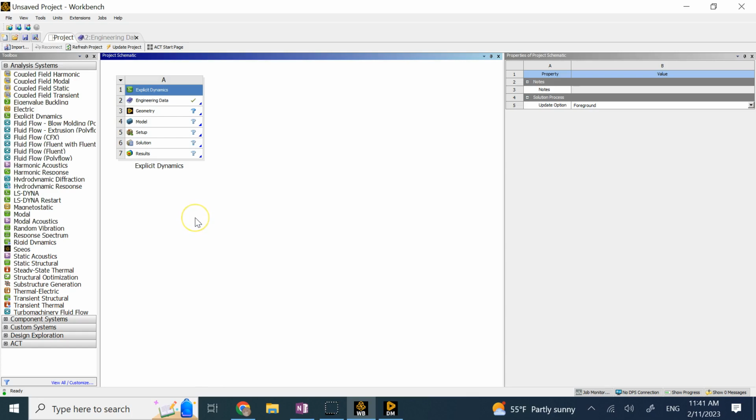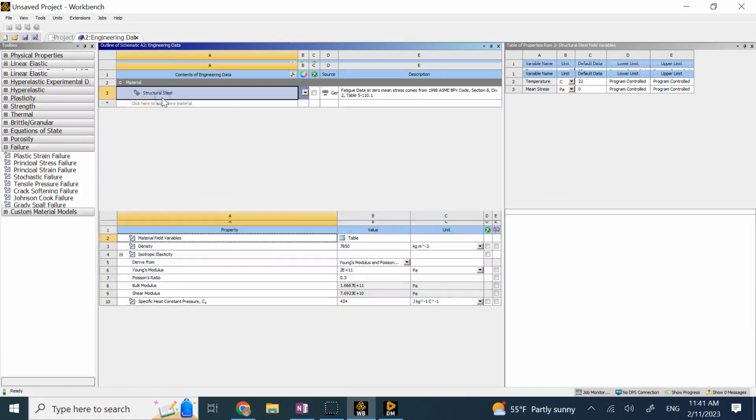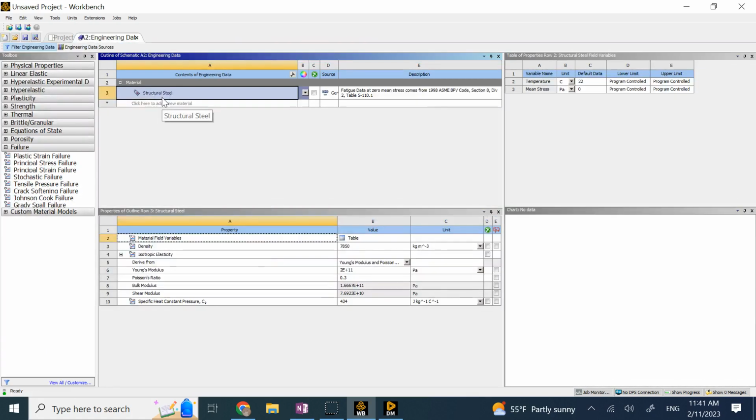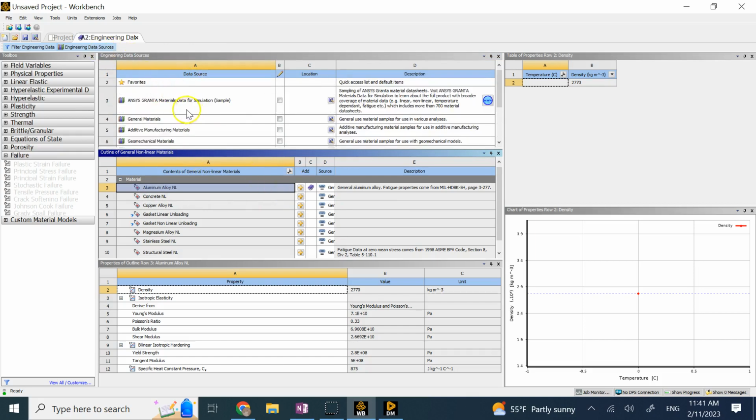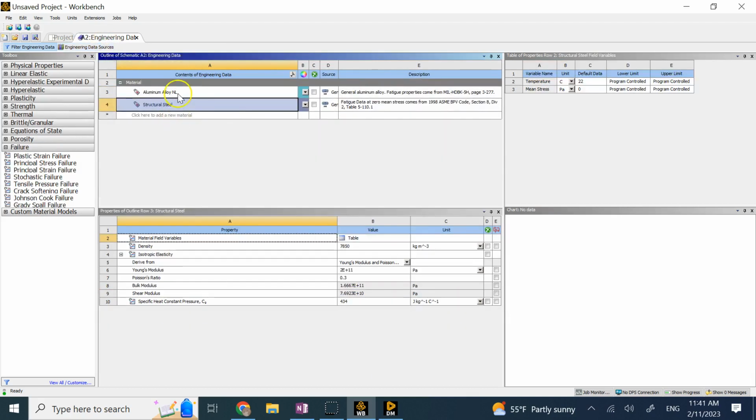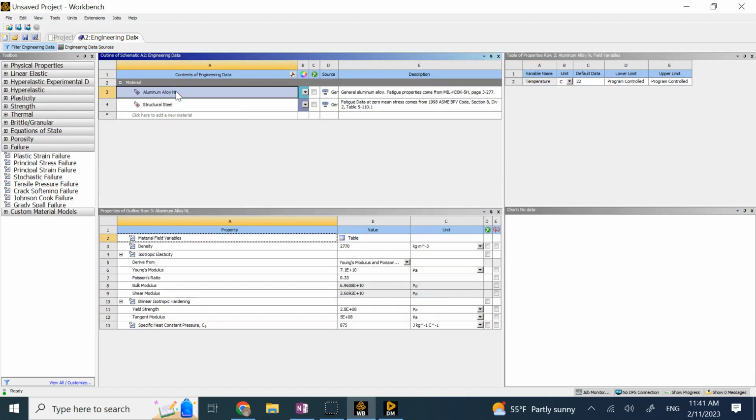So the first thing you need to do is to make sure you add that aluminum to the list of your materials. So you double click on engineering material and you want to add it. So what you need to do is go to engineering data sources and go to general nonlinear materials. And then here you can add this aluminum alloy nonlinear to the list of your materials. Okay, so now if I go back here, this is my aluminum alloy nonlinear.